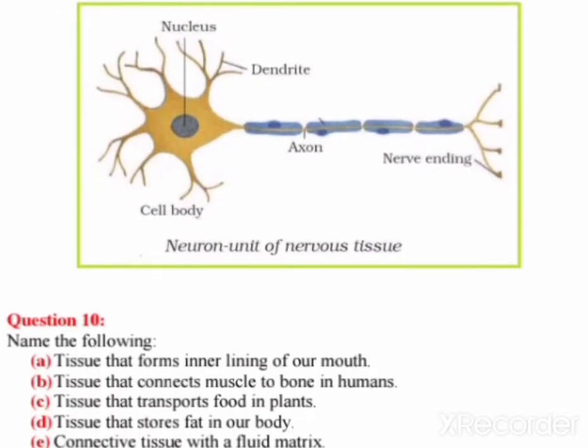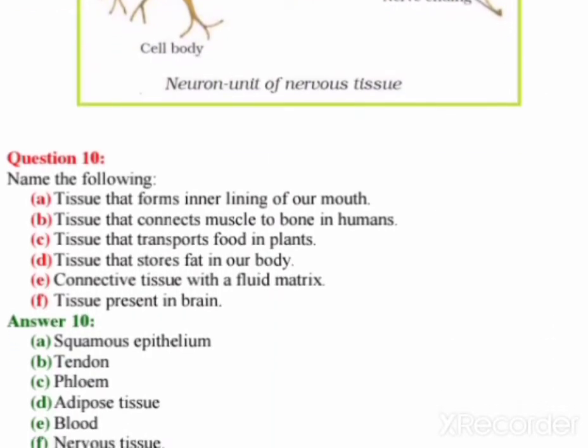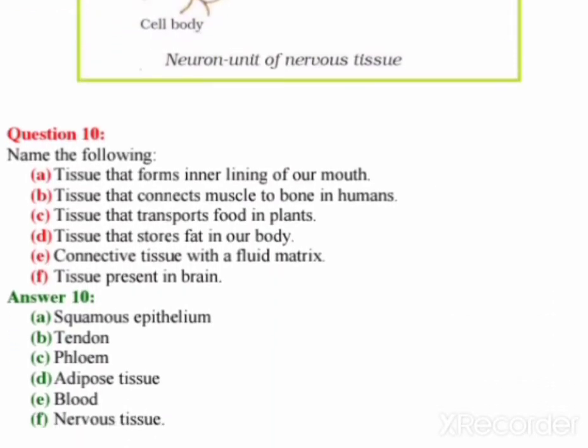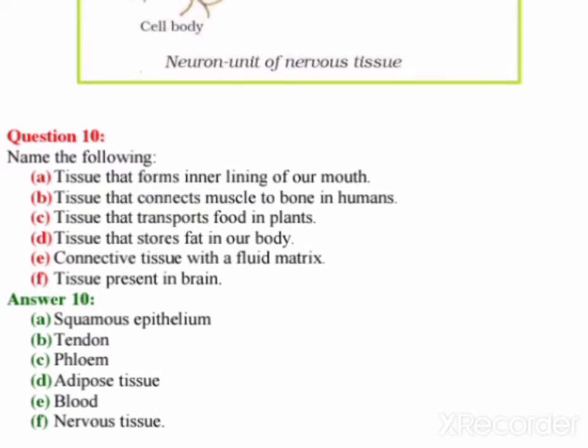Now question number 9. Here is the diagram of a neuron, and you all know about the function of the neuron. Neuron is also known as nerve cell, and it is the main structural and functional unit of our nervous system. And what is the function of the nervous system? To transport any message from one body part to our brain.